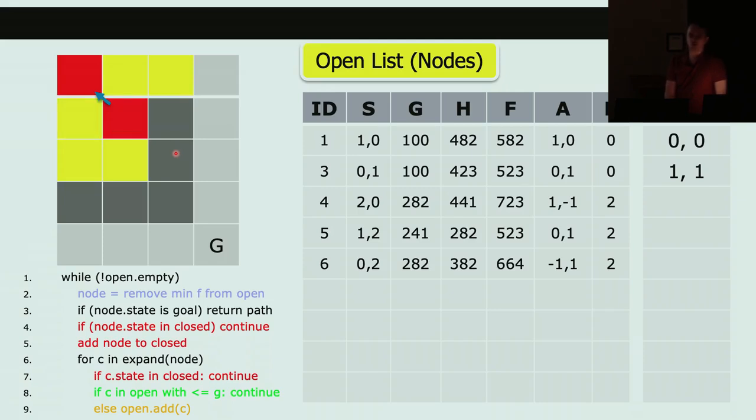Now, here's where we are after 2 iterations of the A-star search algorithm. And you can see, we're heading down into this concave structure, right? But let's see where we go.